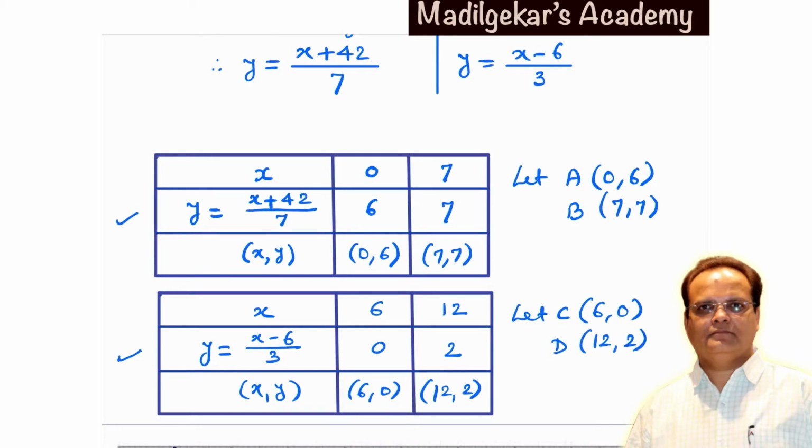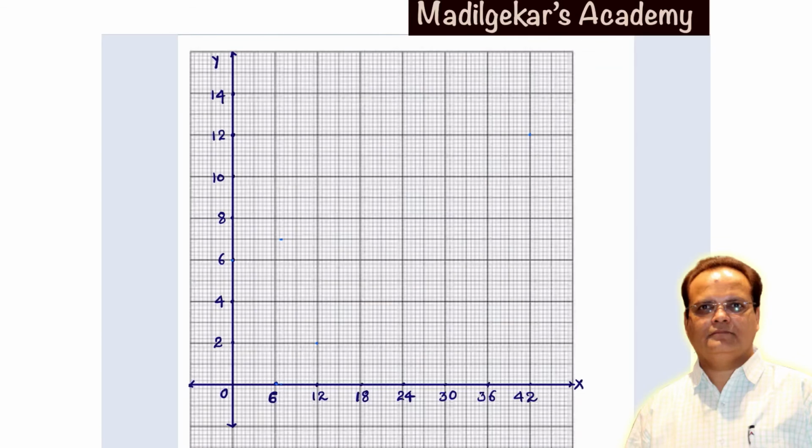Now let us plot these 4 points on a graph paper. The first point is 0 comma 6. Where it should lie? Yes, it should lie on a positive y-axis. The second point is 7 comma 7. So take 7 units from x and 7 units from y. Join these 2 points, a and b.